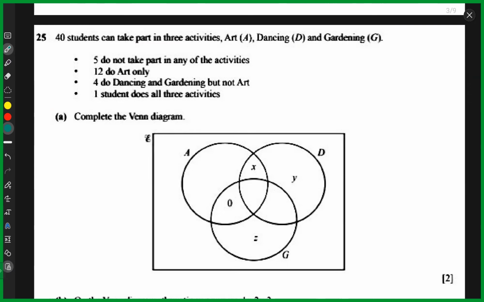Complete the Venn diagram. So this part was correct for most of you, but let's just do it for the sake of completeness. Five do not take part in any activity means it would be outside A, D, and G. So I can write down 5 anywhere outside these three sets. Then 12 do arts only. So for arts only, it would come over here. If I write this 12 here, it would be both for arts and dancing. If I write it here, it would be for all three. So that is why I was supposed to write it down there.